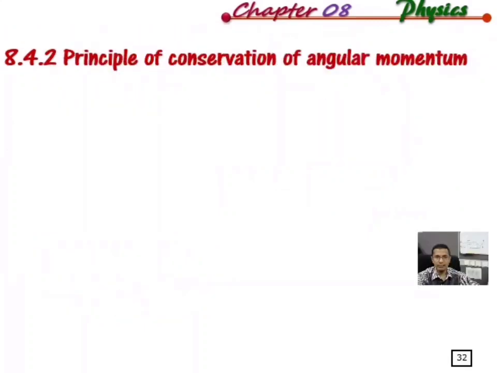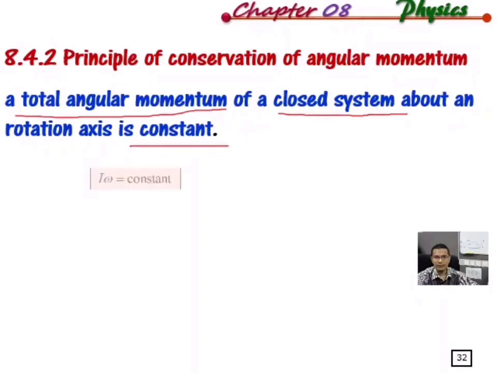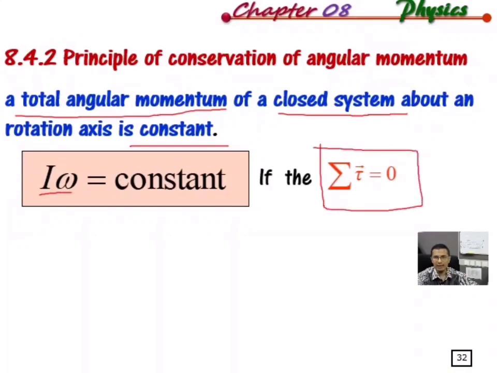Okay, the next will be the statement of the conservation of angular momentum. The statement is that the total angular momentum of a closed rotational system is constant. So mathematically, we can write I omega equals constant, because the total angular momentum, the product of I and omega, is constant if the system is closed, meaning the net torque equals 0, or the resultant torque about any rotation axis on the rigid body equals 0. So this is the condition for the application of the principle of conservation of angular momentum.